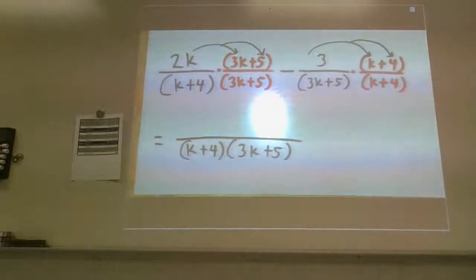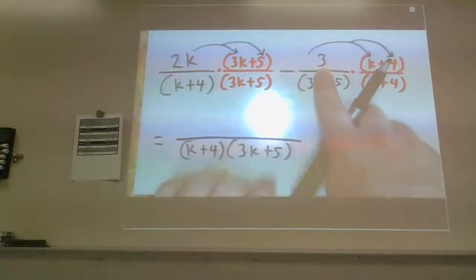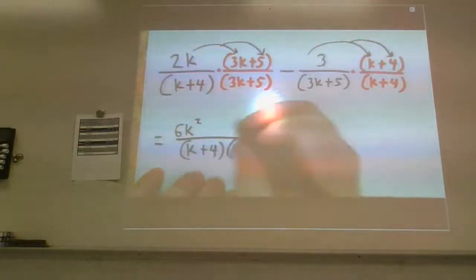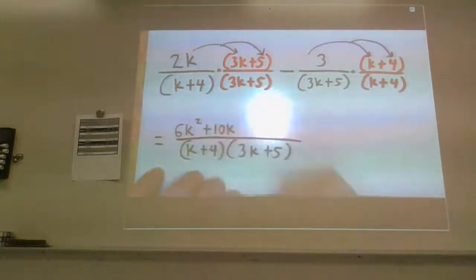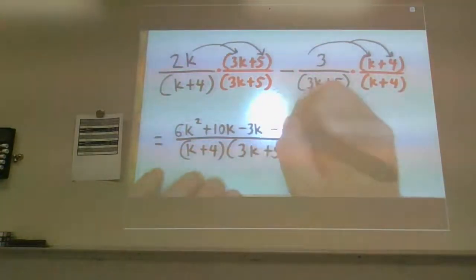And I'm going to distribute, listen very carefully. I'm not distributing a 3. I am distributing a negative 3 because of this minus sign. This will become 6k squared plus 10k minus 3k minus 12.